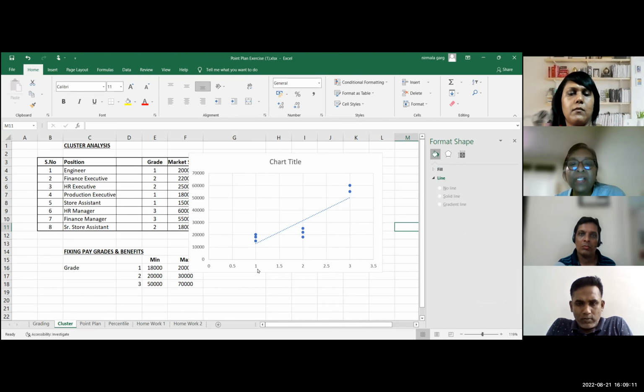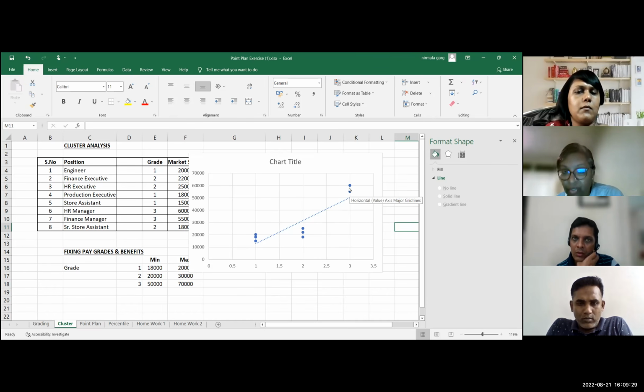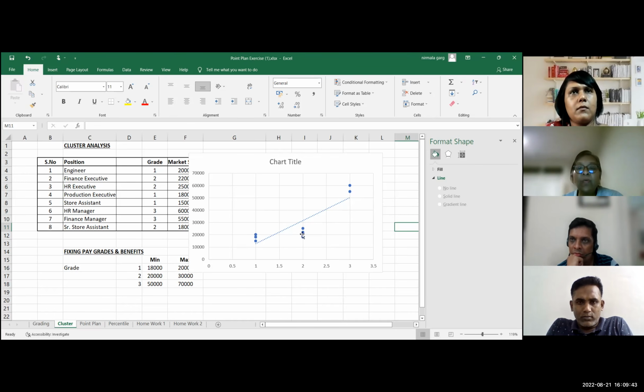Okay. Now you can see that even when you look at your own table, when you do a trend line, there are now 3 jobs typically in grade 1. There are about 3 jobs in grade 2, and there are about 2 jobs in grade 3. Okay. Now I have to create what? A pay band or a pay grade. How do I do that?